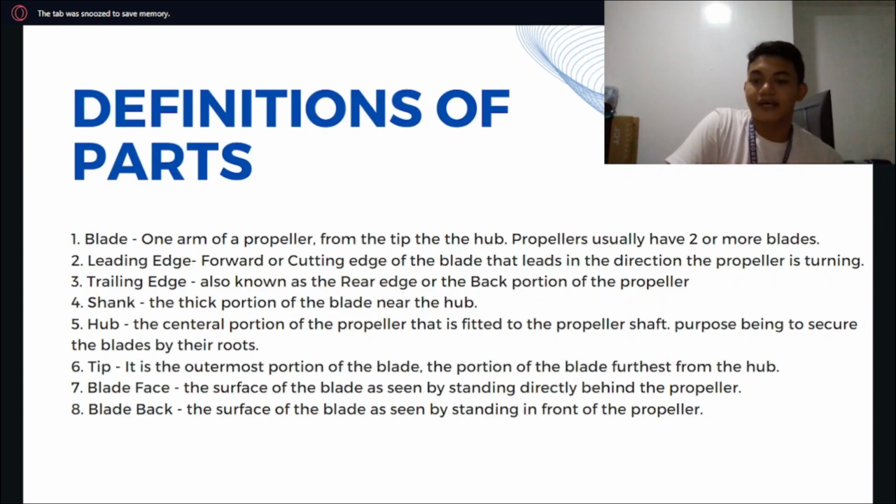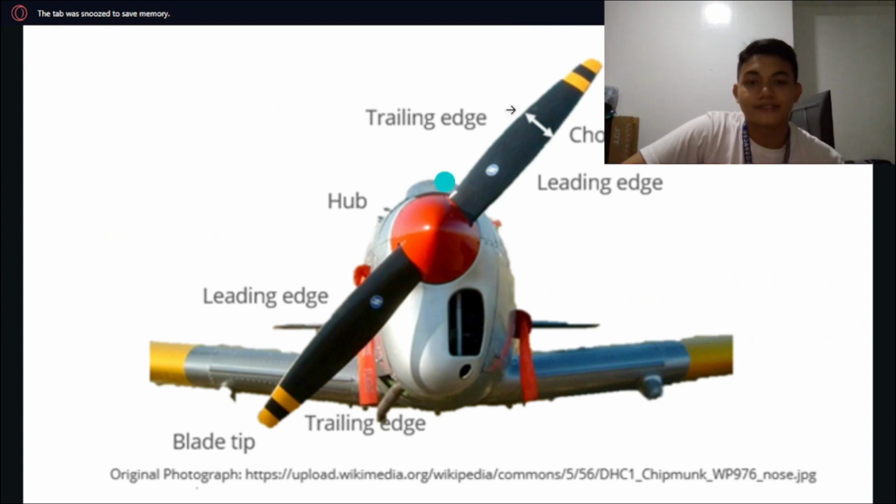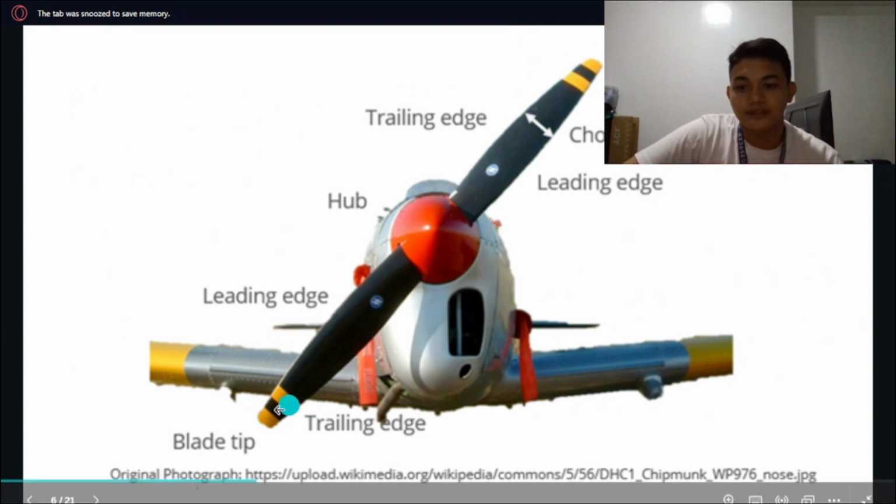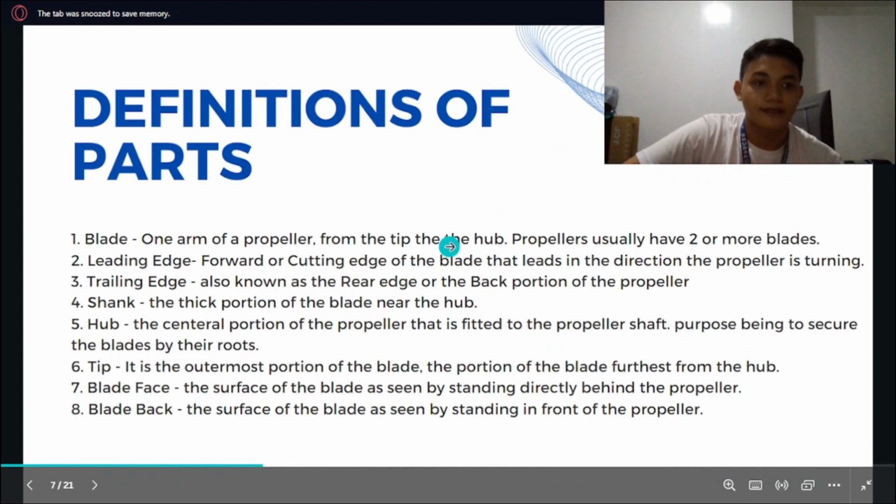And the tip, it is the outermost portion of the blade, the portion of the blade furthermost from the hub. And the name itself is very self-explanatory. Here's our blade tip, the very edge of our blades.